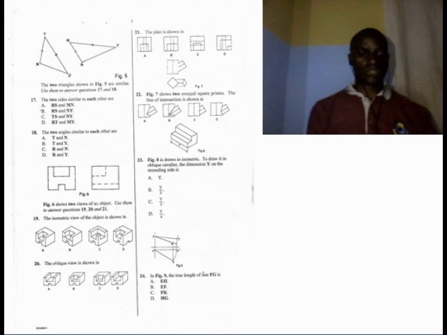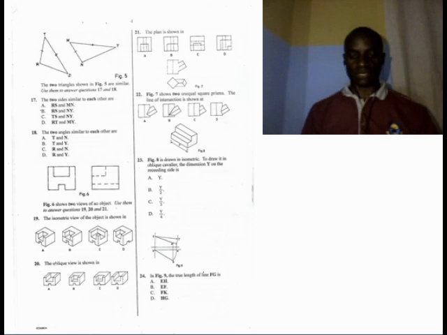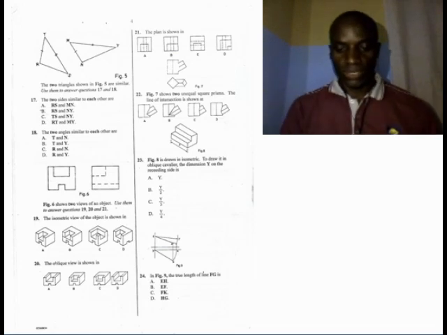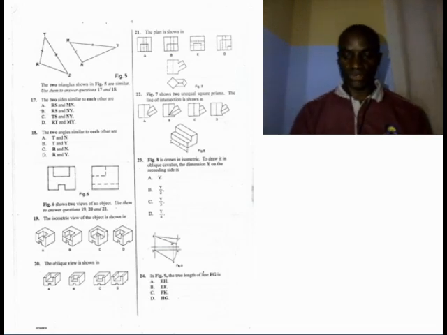Now, question number 17. We are given two similar triangles, and it says two triangles shown in figure 15 are similar. Use them to answer questions 17 and 18. So question 17 goes like this. The two sides similar to each other are, now look at the options.